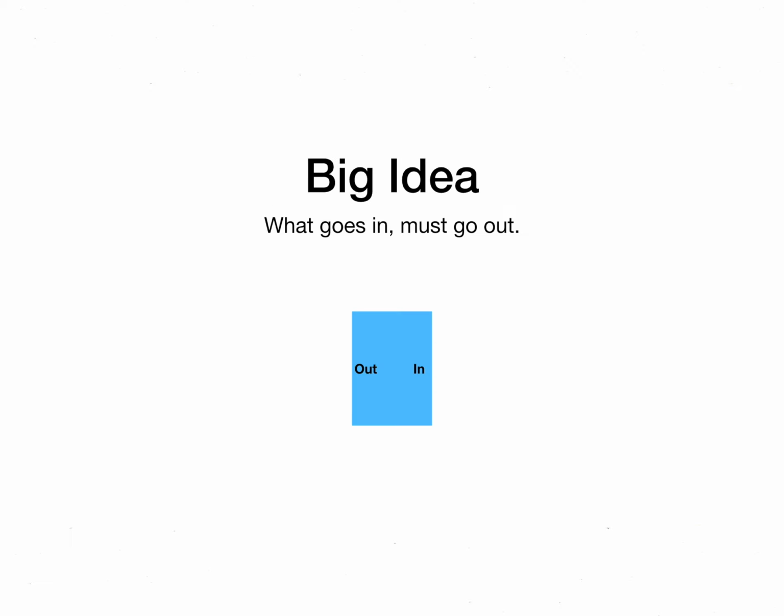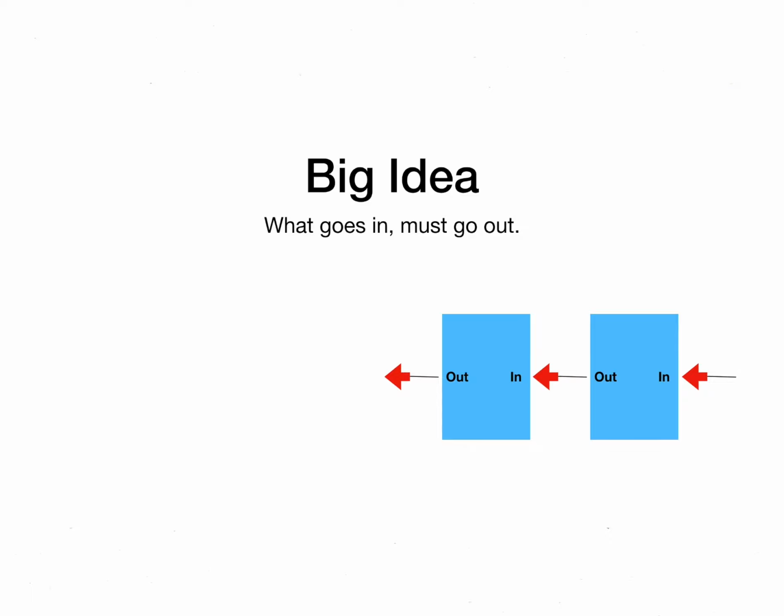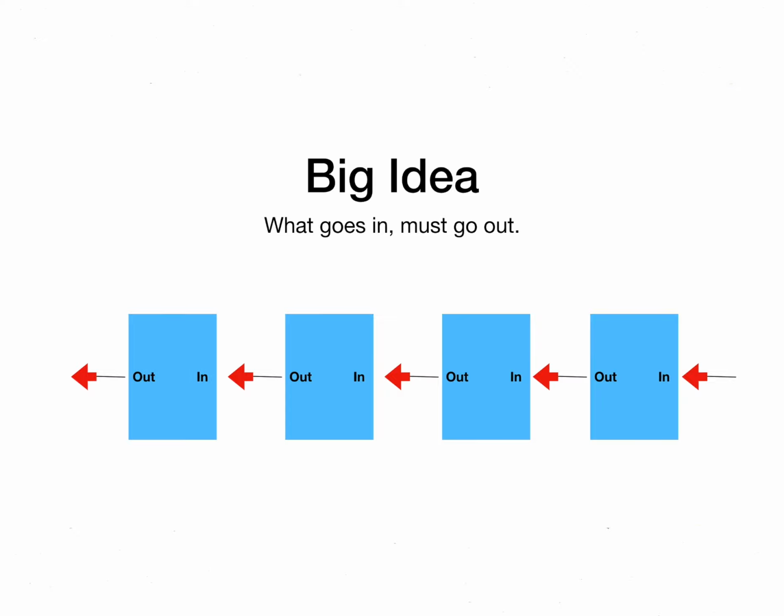The big idea here is what goes in must go out. And it's super simple, but it actually applies to every piece of gear or device that you're going in and out of. Let's say you start with one device or piece of gear. The signal flows in, then out, then into the next piece of gear, and then out that gear, into the next piece of gear, out that one, and into the next, and then out, so on and so forth.